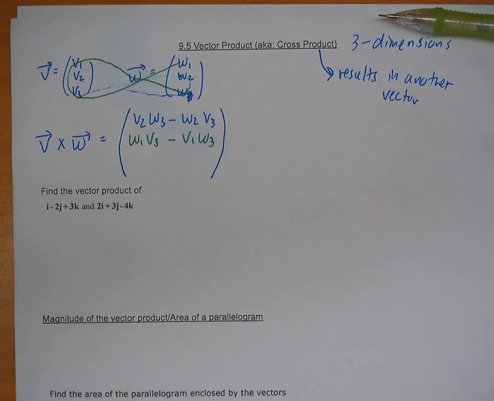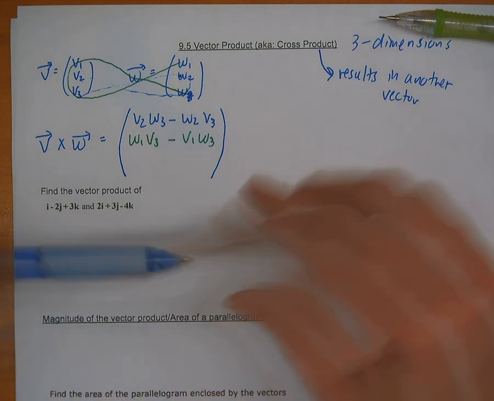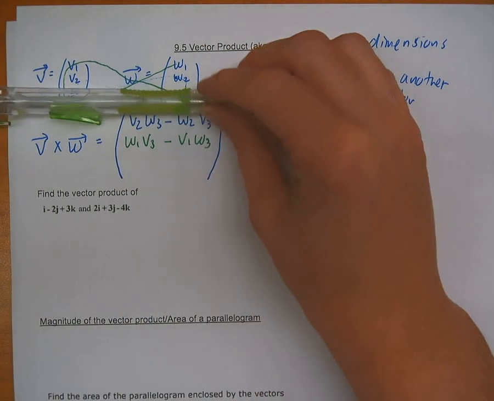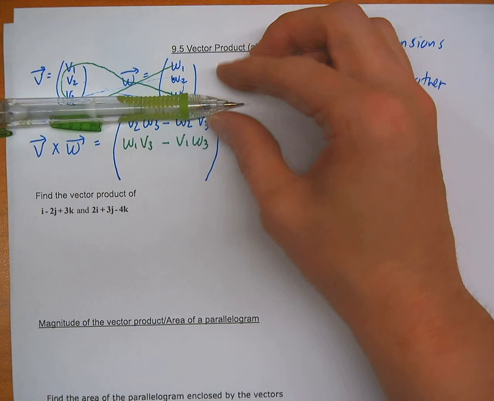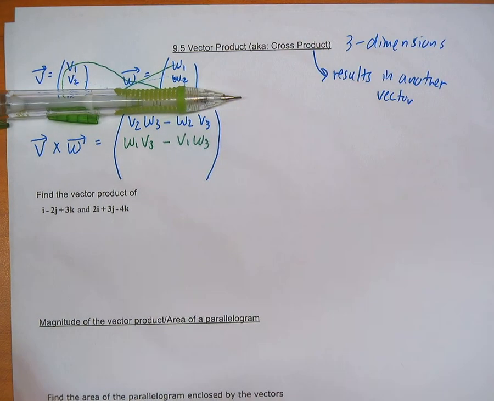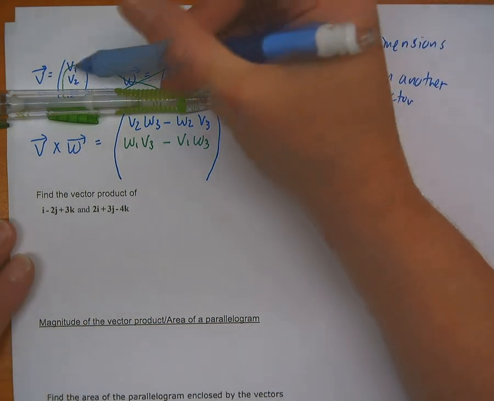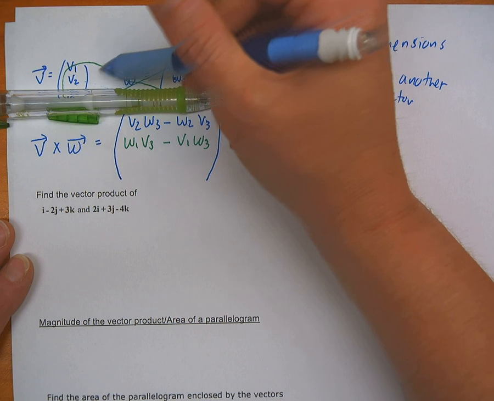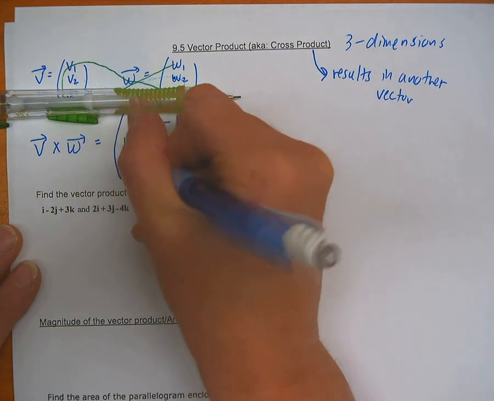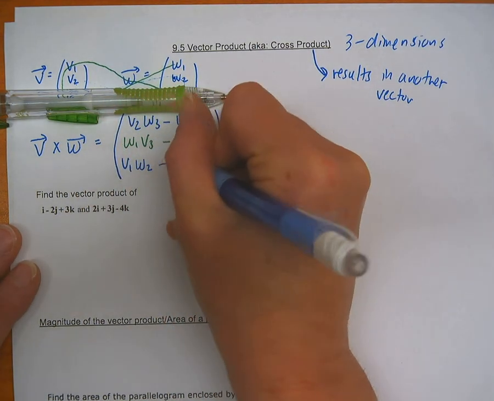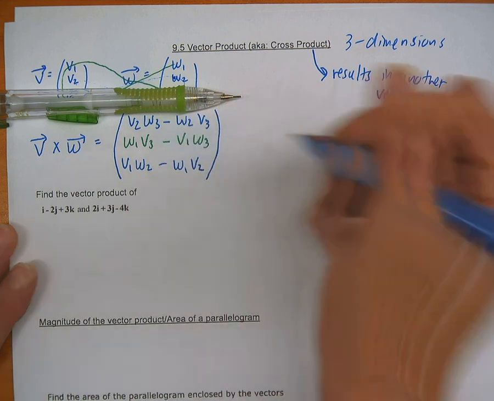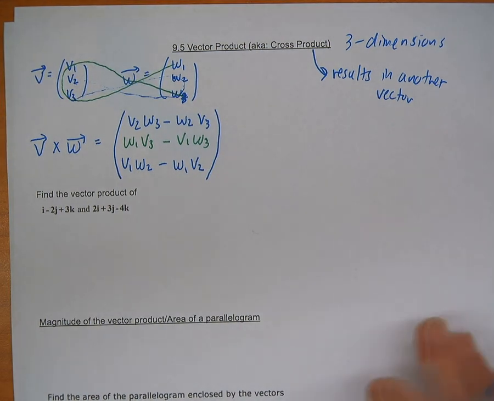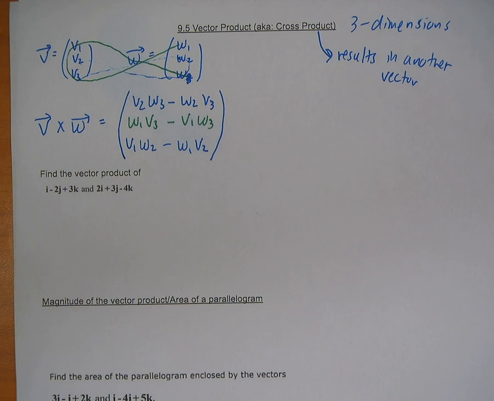And then your z component goes back to how we did it for x. So you're going to cover up the z component, and then you're going to make that sort of fish shape in the same direction you did for x. So you're going to start up at v1: v1 w2 minus w1 v2. And that's how you find the cross product. So a cross product, or vector product, will result in a new vector.